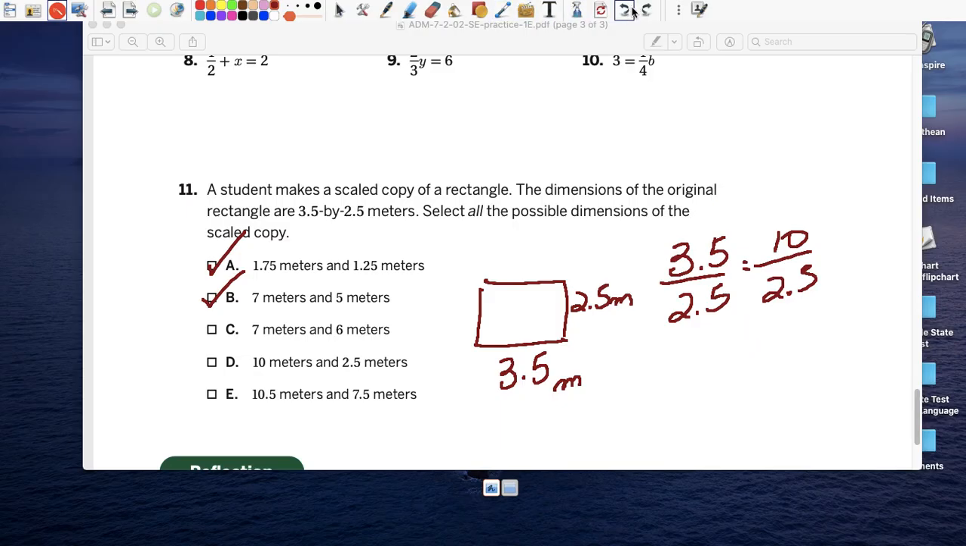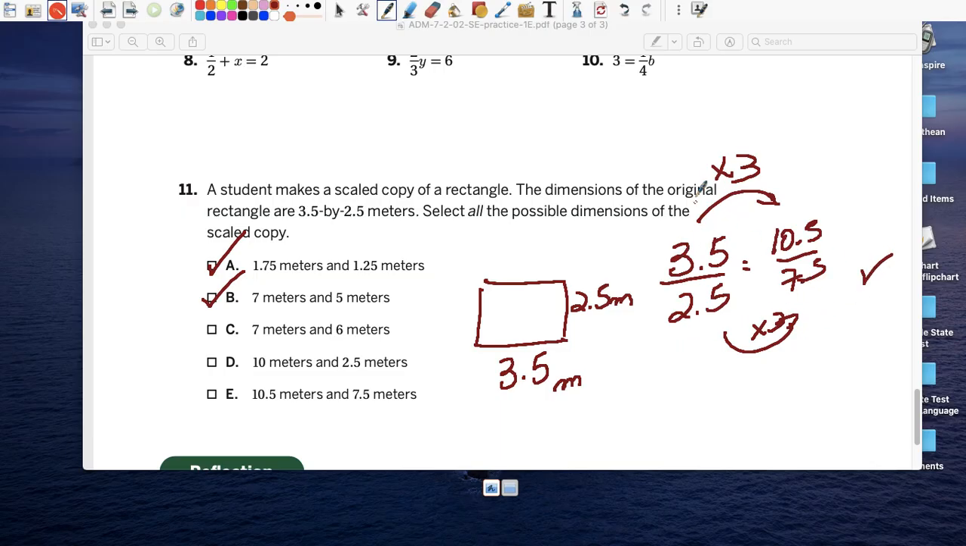And the last one. See, proportions come in handy. 10.5 times 7.5. That looks okay. It's a times 3 relationship, so it's a scale factor of 3. 2.5 times 3 is 7.5, that's true. 3.5 times 3, 3.5 plus 3.5 plus 3.5 is 10.5. Yes, it is. So this one also works out. Now that's it.